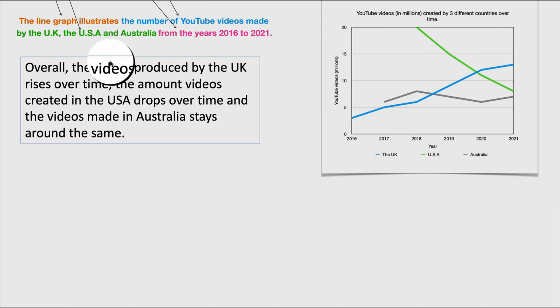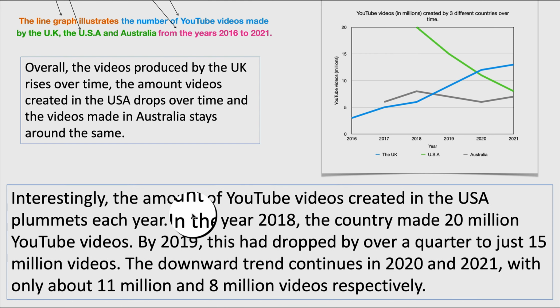So again, we've got our introduction here, our overview, and now, interestingly, again, the amount of YouTube videos created in the USA plummets each year. See? It's a main feature. In the year 2018, the country made 20 million YouTube videos. By 2019, this had dropped by over a quarter to just 15 million videos. The downward trend continues in 2020 and 2021 with only about 11 million and 8 million videos respectively. You can see that here and here.